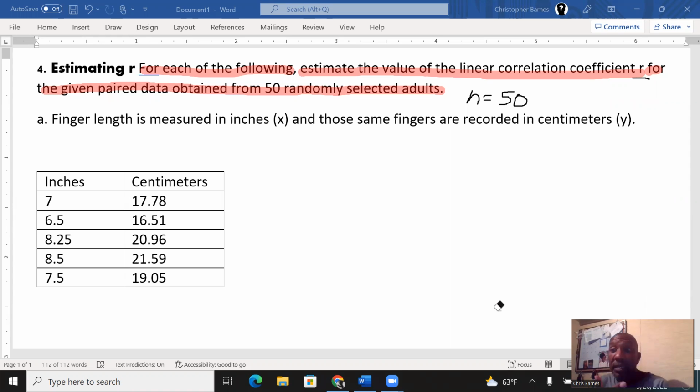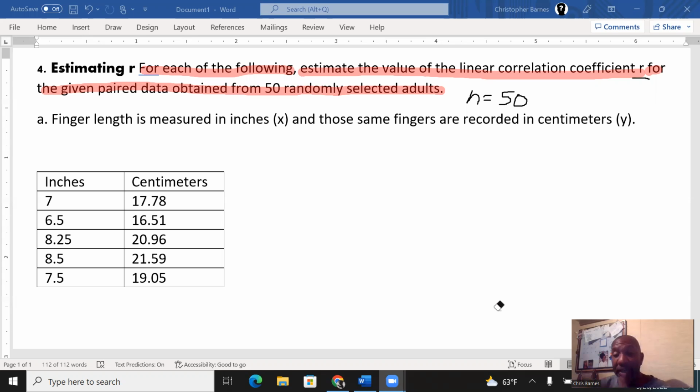Now, an example, I'm not going to do the one that's in the textbook to give you the answer, but the same aspect can allow you to sit back and think about this critically. Finger length is measured in inches, and those same fingers are recorded in centimeters. I just sent the text out to my family members, and I got the first five people that sat back there and let me know their finger length, right? 7-inch finger, 6.5-inch finger, 8.25, 8.5, and 7.5.